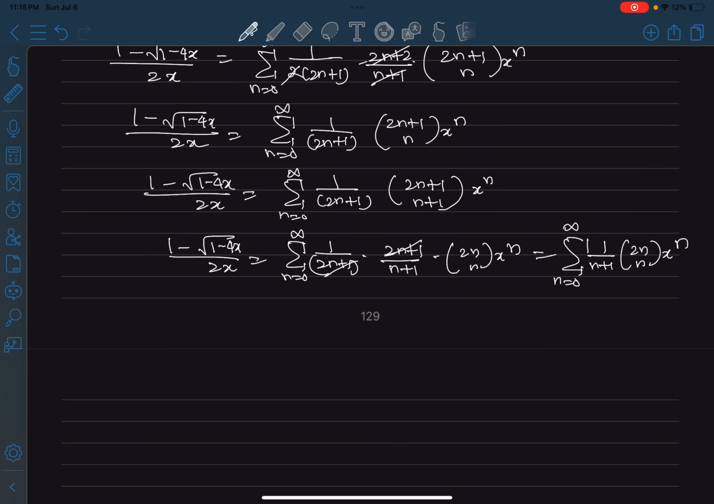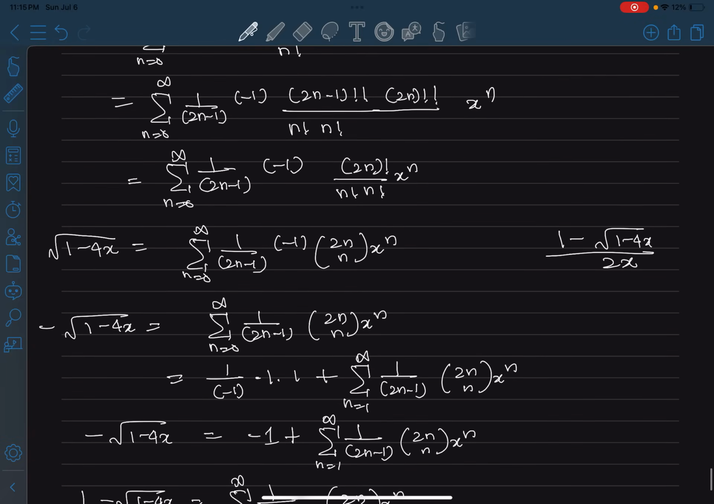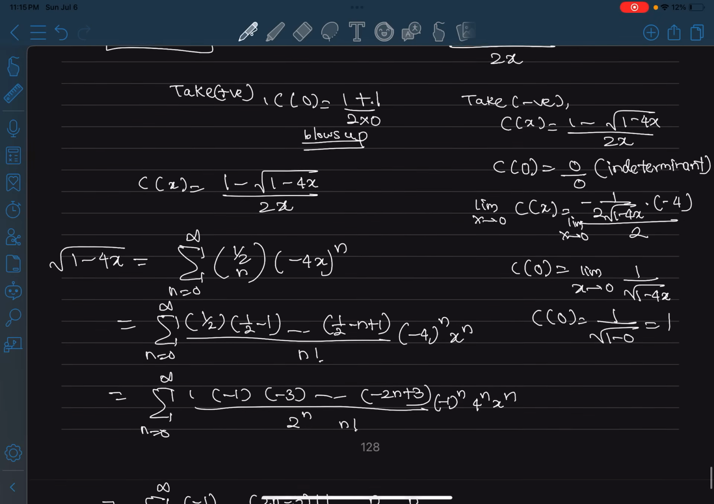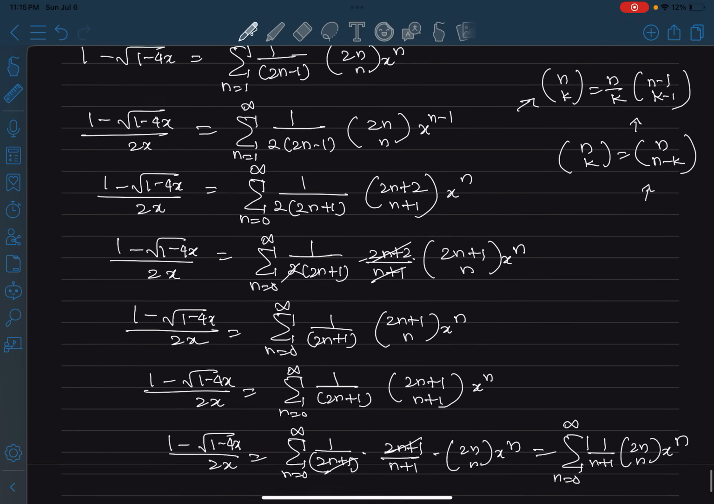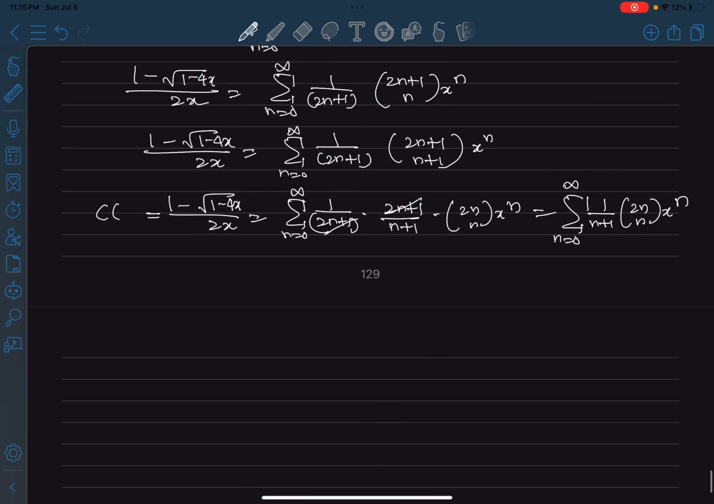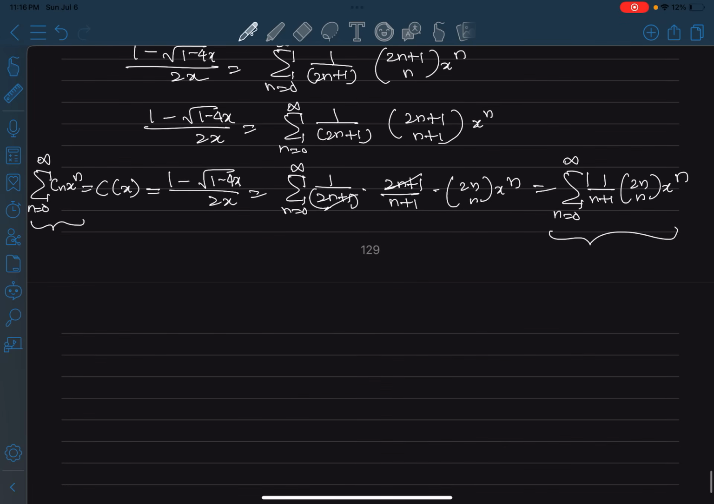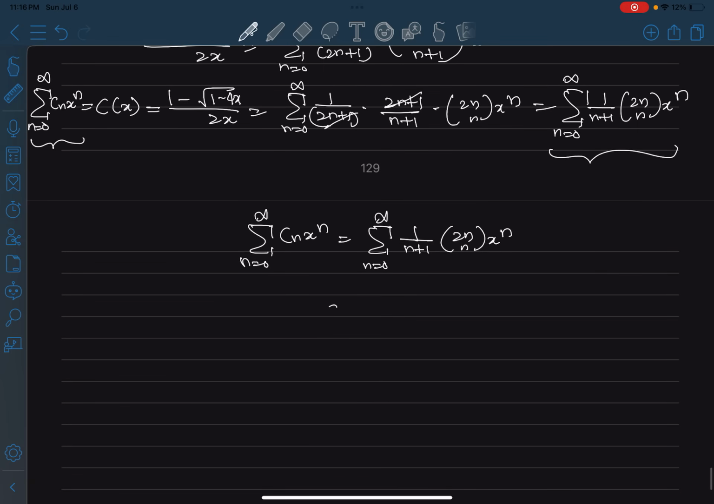I guess you guys also know that this expression is also our c of x, and our c of x was also this thing, the sum from n equals 0 to infinity of c sub n x to the power n. Now from this equality, if you compare these two sums, we have the sum of c sub n x to the power n equals the sum of 1 by n plus 1, 2n choose n x to the power n. From here, we can conclude that c sub n is 1 by n plus 1, 2n choose n.